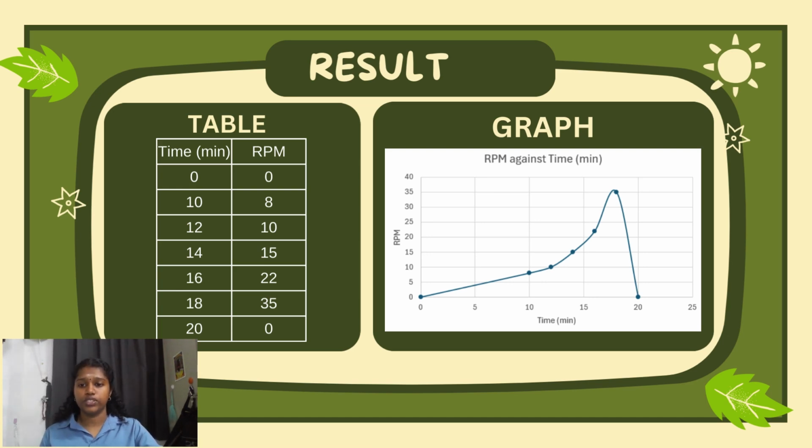Fourth, surface area and water volume. The small surface area of water exposed to the heat source limits the heat transfer rate.